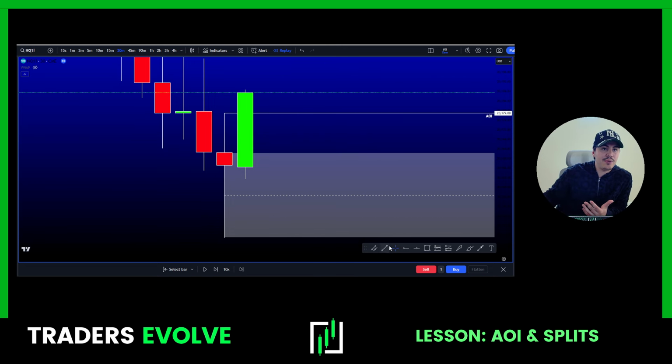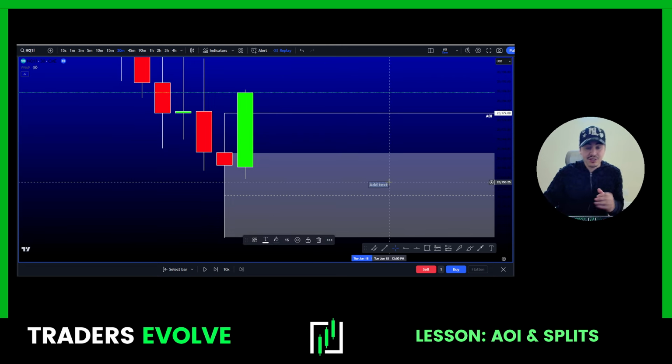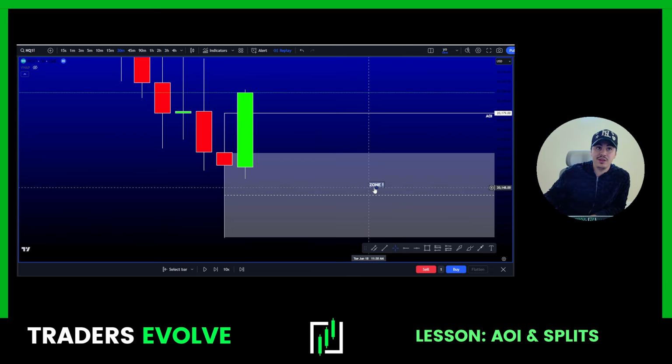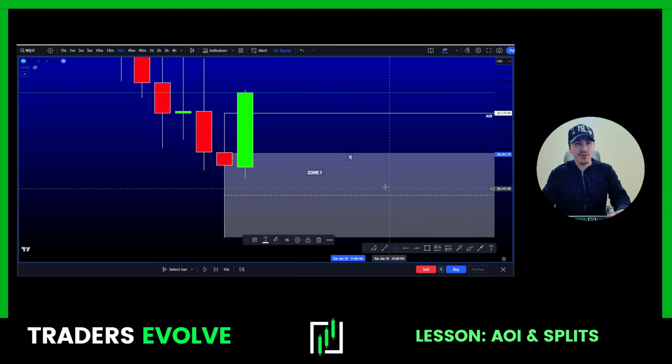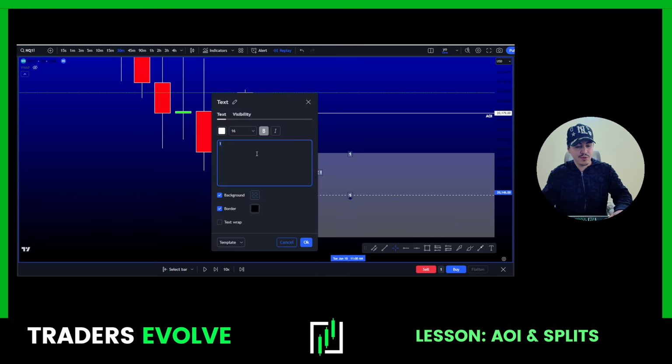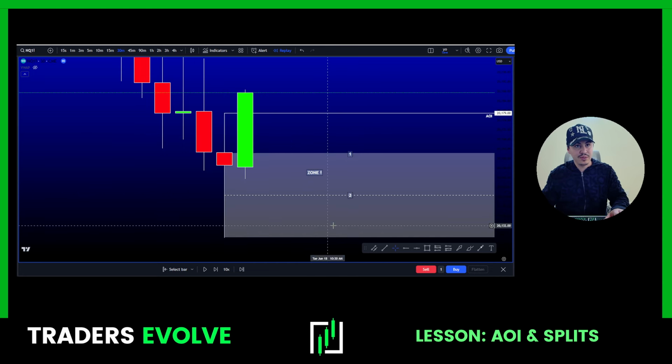Because again, we have to understand that this is the zone that we're looking for. This is the zone right here, okay? This is the zone. There are three parts of a zone that I want you guys to understand. We have number one, right here. And then we have number two, which is the middle of the zone, the 50% level that we always mark as a psychological level. And then we have number three, which is the bottom of the zone, okay?